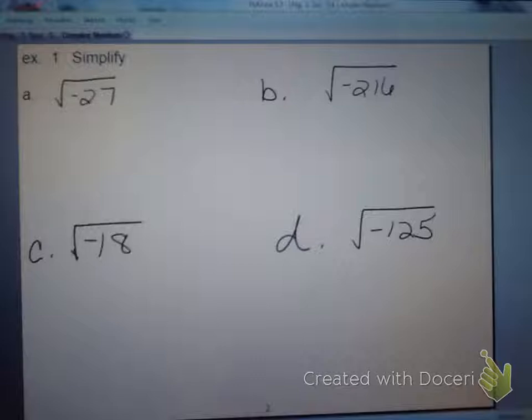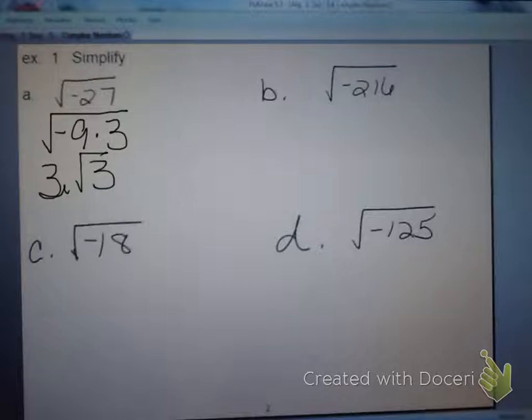Simplify. Square root of -27. All right, we need to break this radical down to where one of the factors is a perfect square. And when you break it down, put the negative with the perfect square. So I'm going to break that down to -9 times 3. Square root of -9 is 3I, but we can't take the square root of 3, so that stays inside the radical.